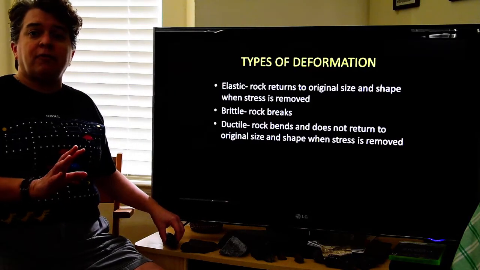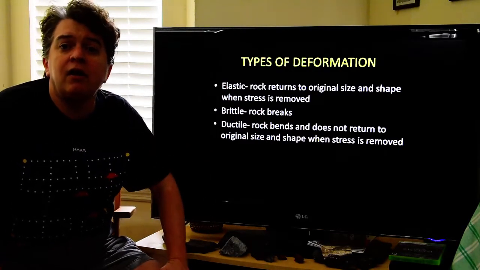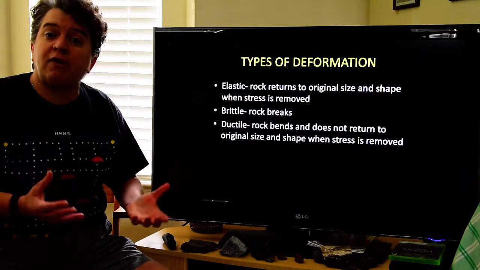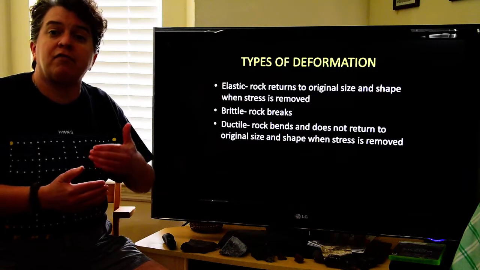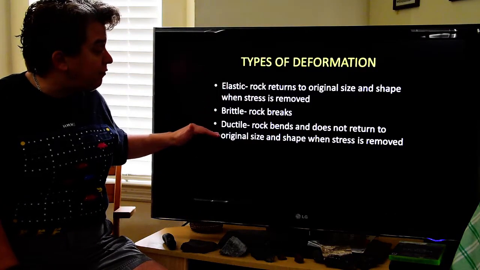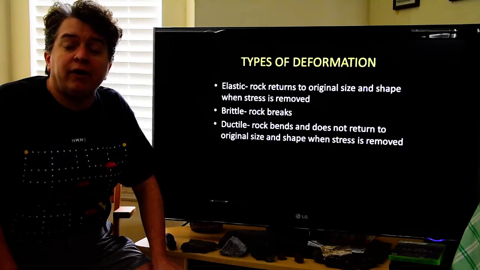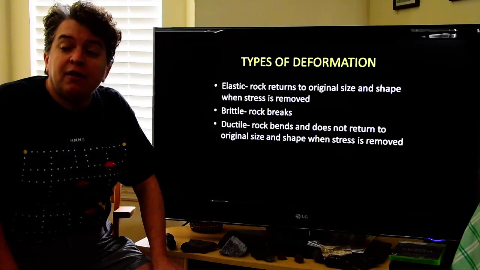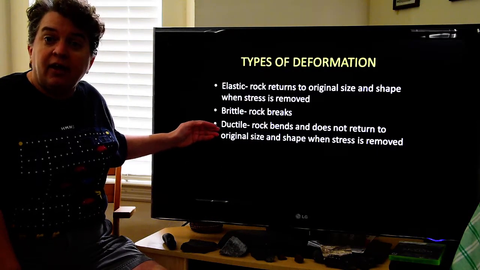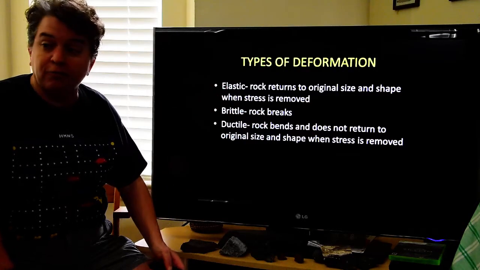That's ductile deformation. Now, the type of deformation that happens depends on a number of different things. It's going to depend on how quickly the stress is applied. Typically, if stress is applied very quickly, you tend to have more brittle deformation. If it's slower, you tend to have more ductile deformation. It's also going to depend on heat. Things that are hotter tend to act more ductilely than things that are colder, which tend to have more brittle deformation.